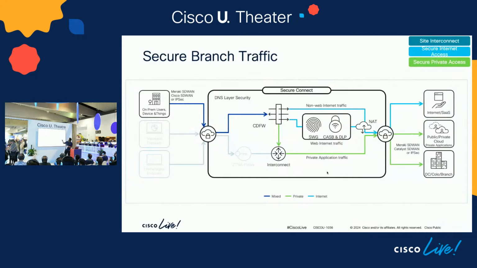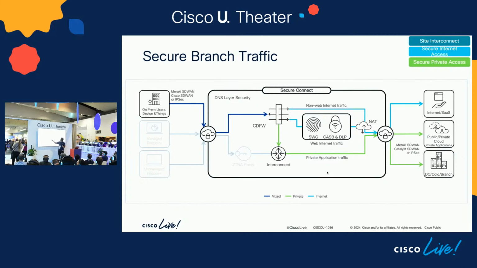So on the left hand side, you can see a branch location, right? That will have our Meraki MX appliance. It can have any other appliance, but you will get maximum advantage if you got Meraki MX, right? Meraki MX will have an auto VPN tunnel to our cloud native headend. And then from there, once it's connected, the branch will send complete traffic to this fabric.